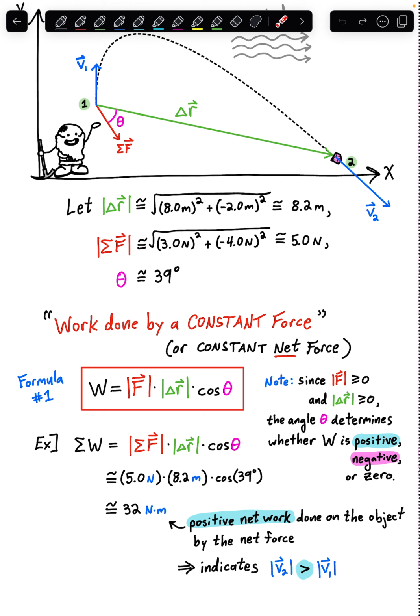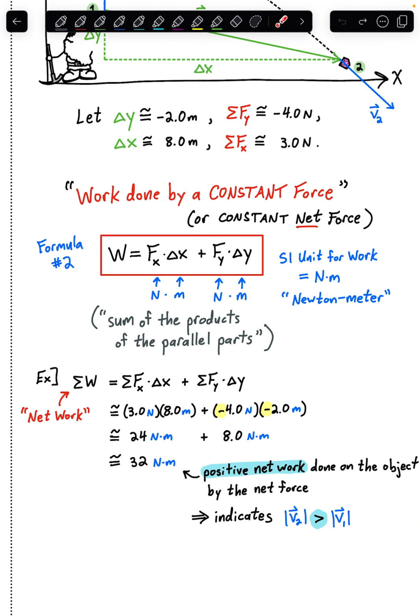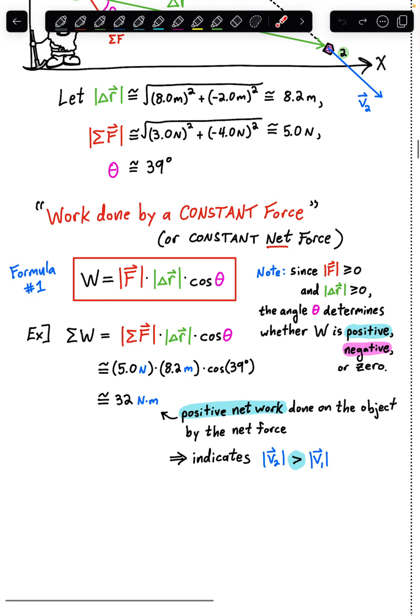So plugging in our values for the magnitude of the net force, the magnitude of the displacement, and the cosine of the angle between them. That is an acute angle, so the cosine of it will be a positive number, so our net work comes out to be a positive number. Note 32 Newton meters, the same value we got from the other formula. The 2 formulas will give us the same result. And that positive net work done on the object indicates that the object will be faster at moment 2 than it was at moment 1.